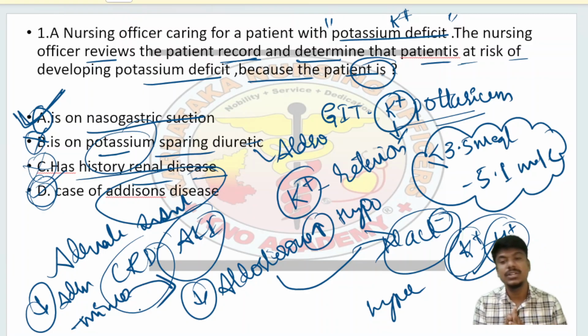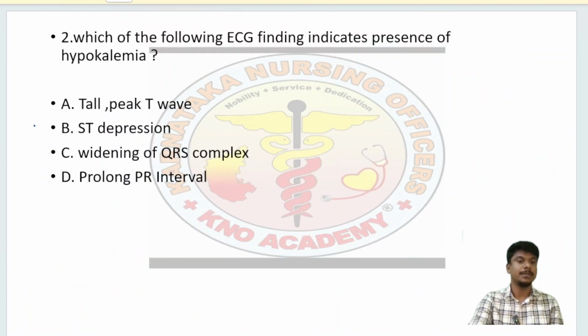I told you aldosterone's main function is sodium and water retention and potassium and H plus ion excretion. If it is not produced in enough quantity, there is the opposite action: the body will eliminate sodium chloride, and there is retention of potassium and H plus ion. So there is a chance of hyperkalemia, not hypokalemia. So always, if the patient is on NG suctioning or orogastric suction, you should be cautious with the potassium levels. So option A is the right option.